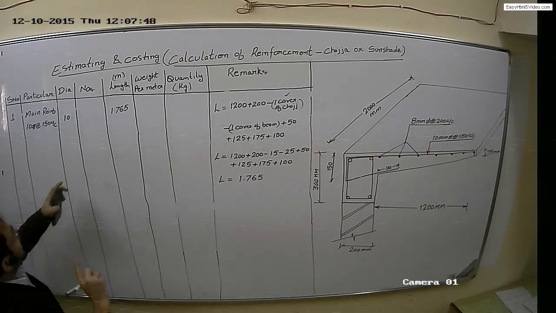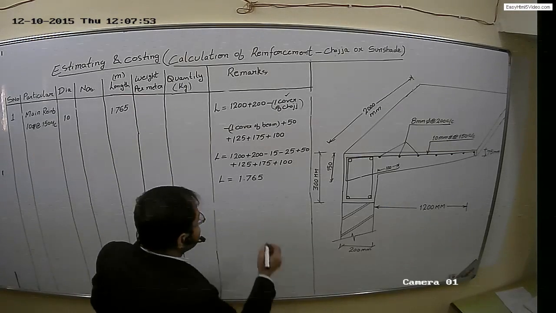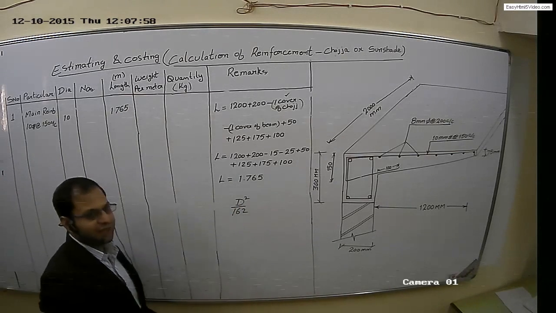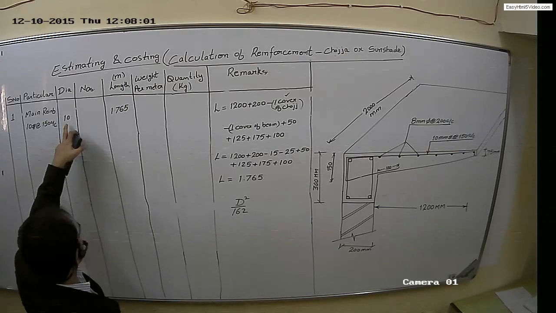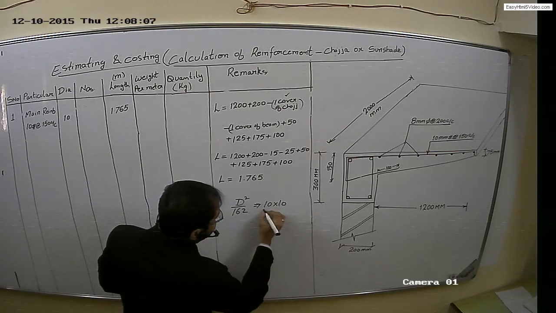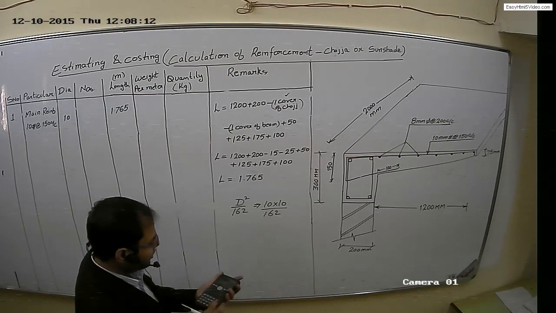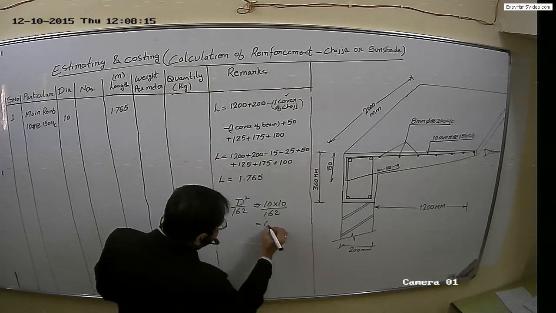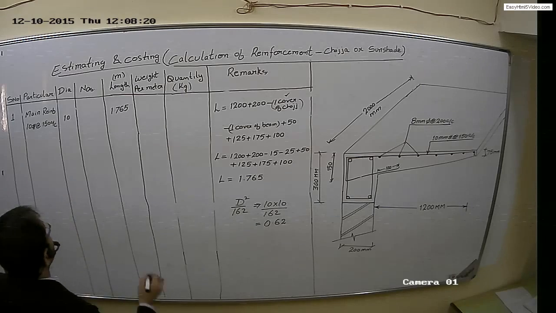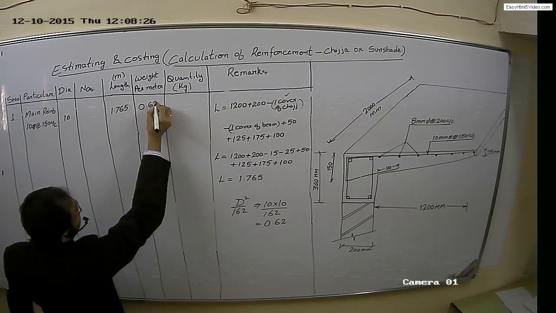The length is 1.765. The weight per unit meter for 10 mm dia can be calculated by the simple formula, which is d square divided by 162, in which d is the dia of concerning reinforcement. Here in this case we will take d as 10. So 10 into 10 divided by 162, which is 100 divided by 162, which is 0.61. On rounding off, we will take it 0.62. So weight per meter for 10 mm dia will be 0.62.